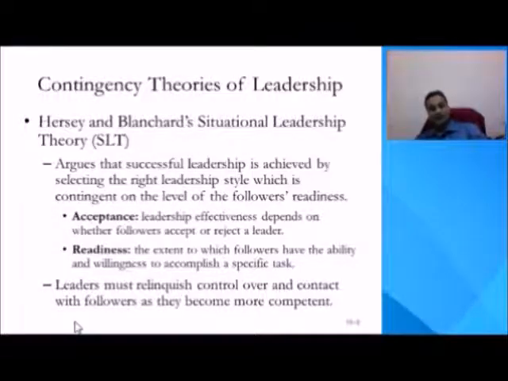Another set of situational factors which are important is the readiness of your followers: whether your followers accept you as a leader or not, and second, whether they are willing to do the work which they are expected to do. So, in certain cases, the leaders should concede their control over the followers, depending on how competent the followers are, and also how ready they are, according to their level of competence.